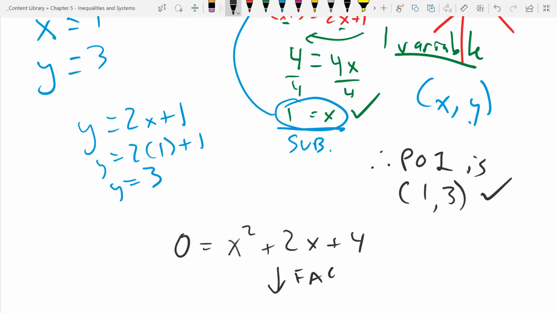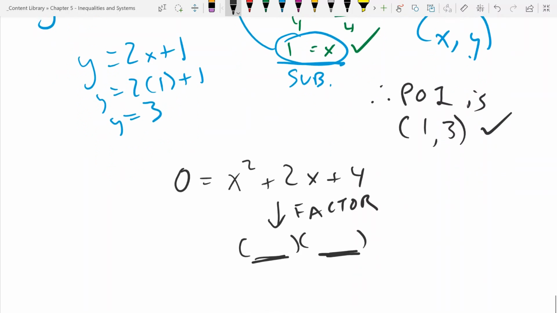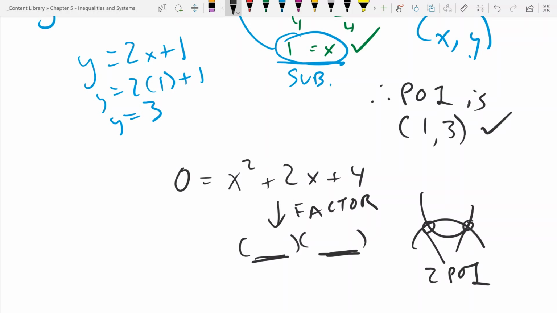And then what you'll need to do is factor. After you've factored and you found out what the actual roots are, those will be your x values that you need to sub in. And remember, if you have a quadratic, you're going to have two solutions. You're going to have two POIs. That's why you're going to have two roots that are going to be your two answers. And you need to sub both in separately to find the answers.